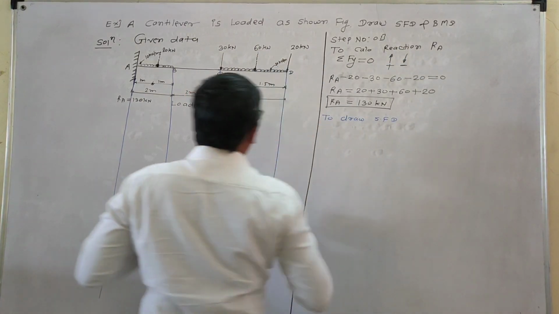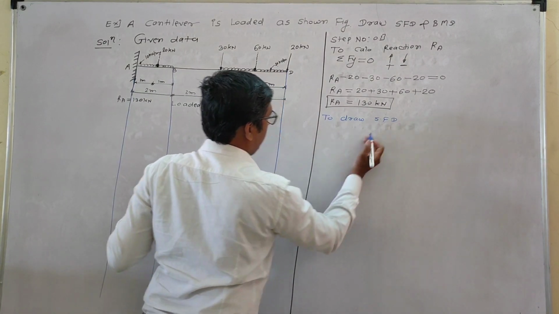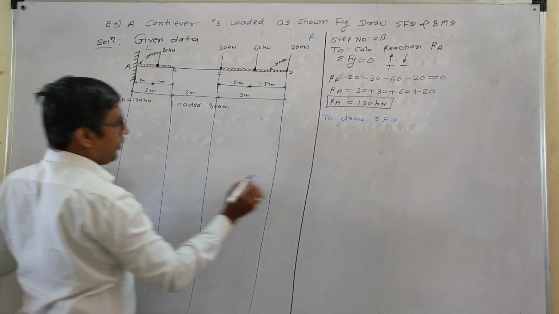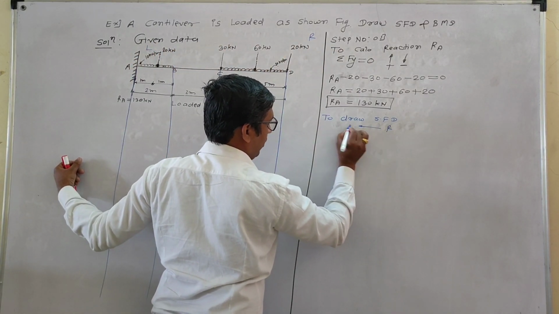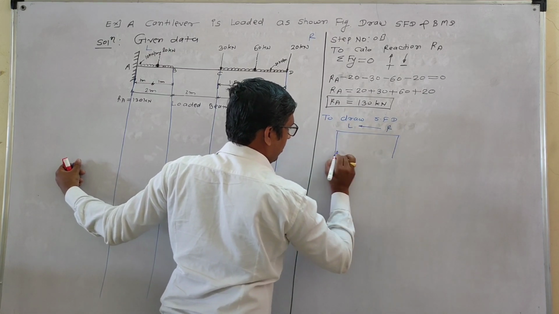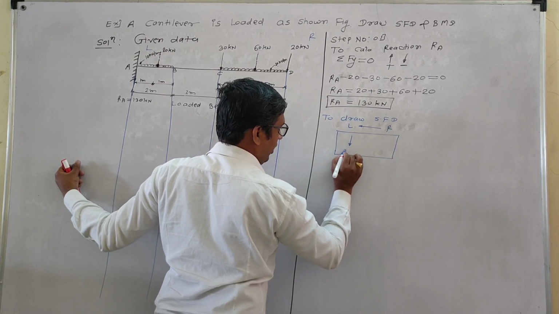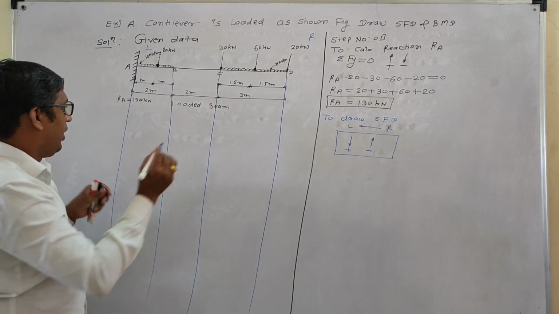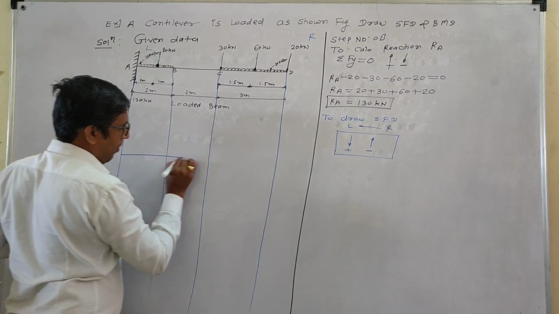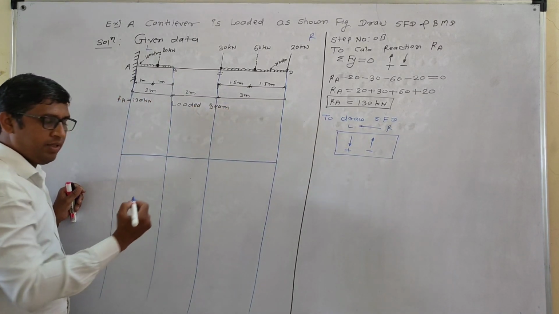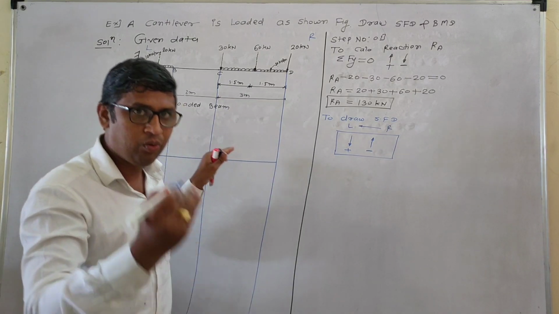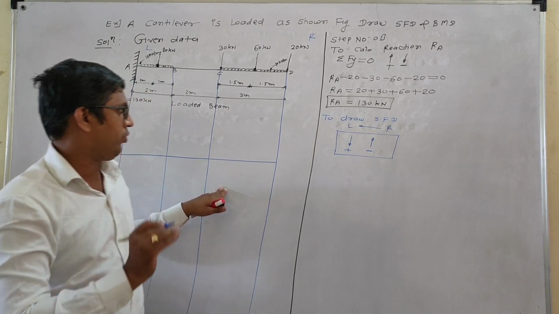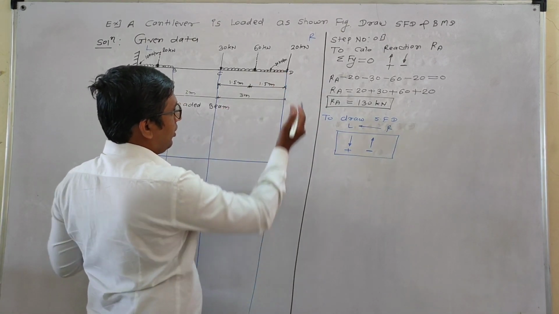Again, you have to use the sign convention. For that, you have to start from right to left. What is the sign convention? Downward, take it positive. Upward, take it negative. And this is your baseline. Above the baseline, you have to draw the positive shear force. Below the baseline, you have to draw the negative shear force.